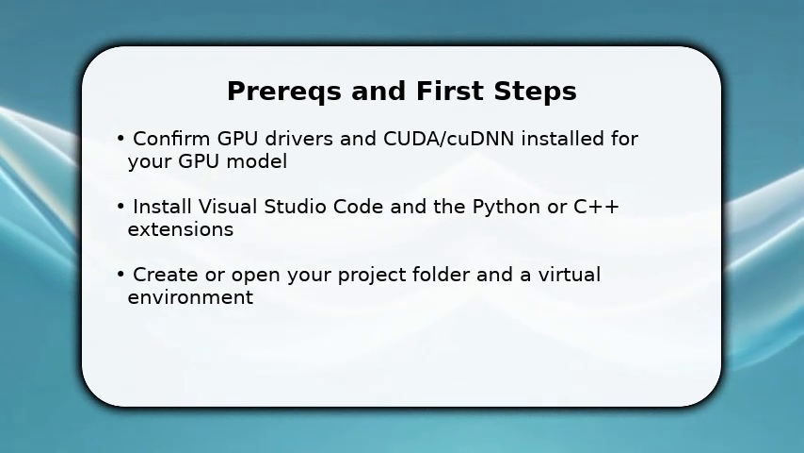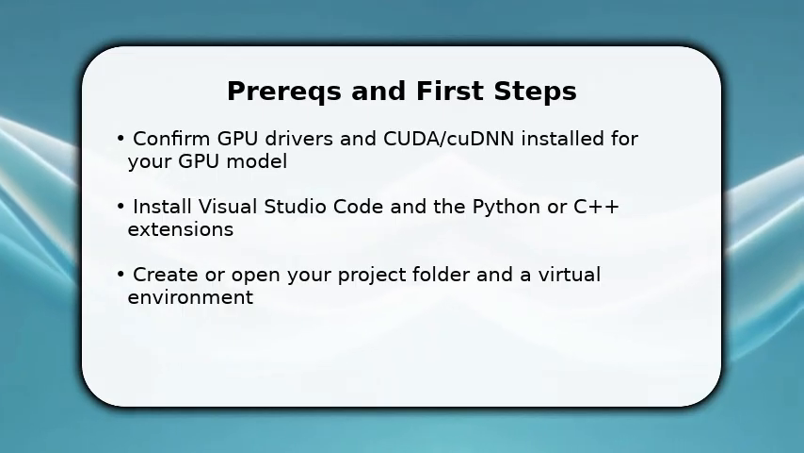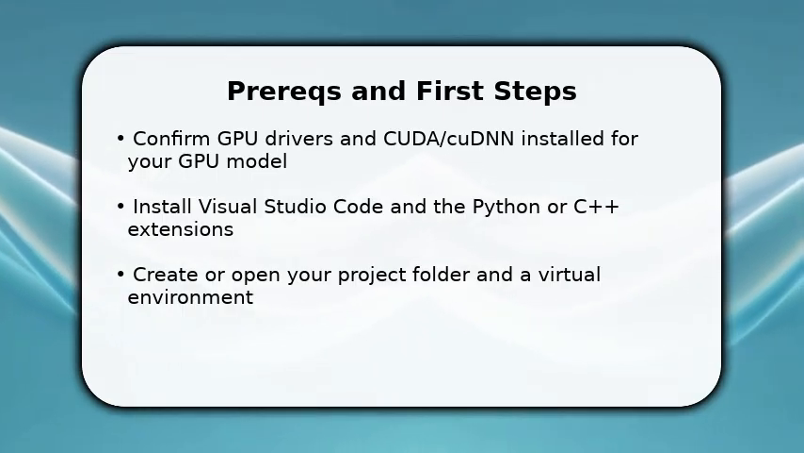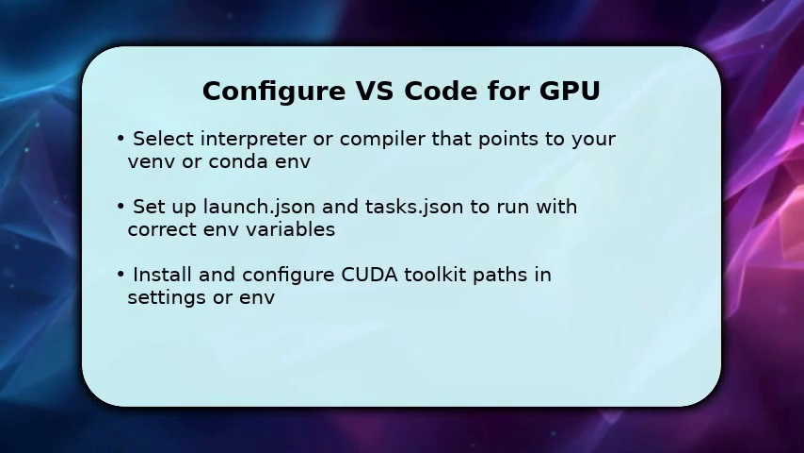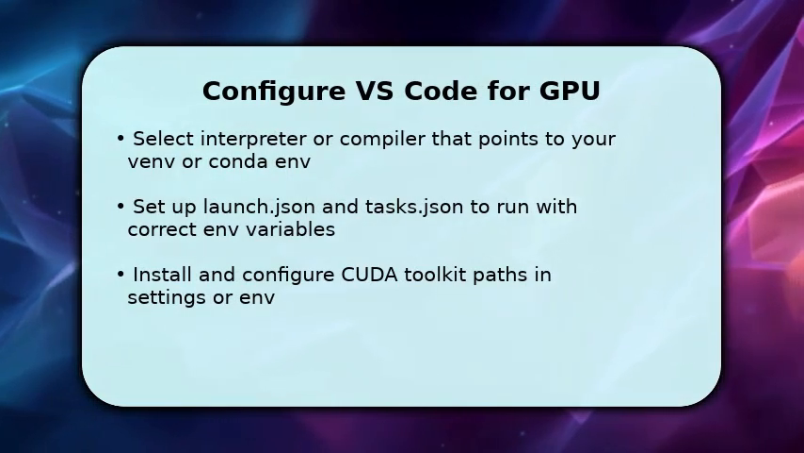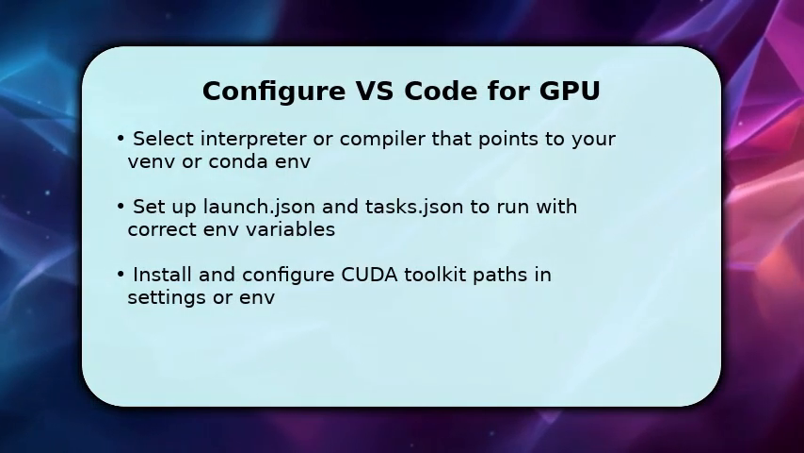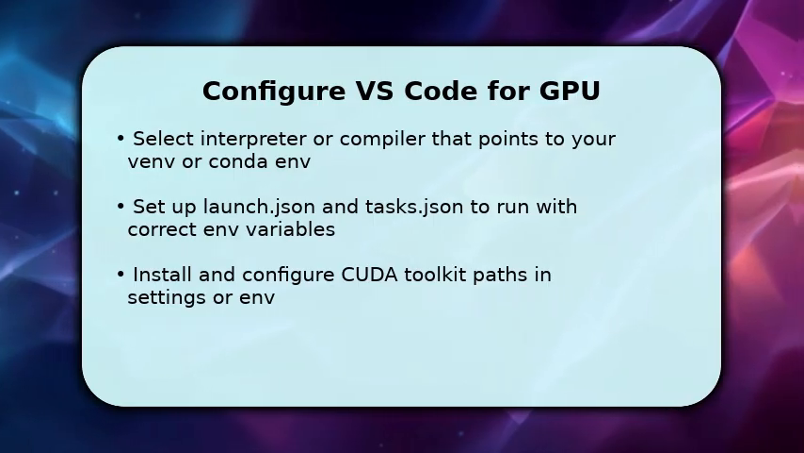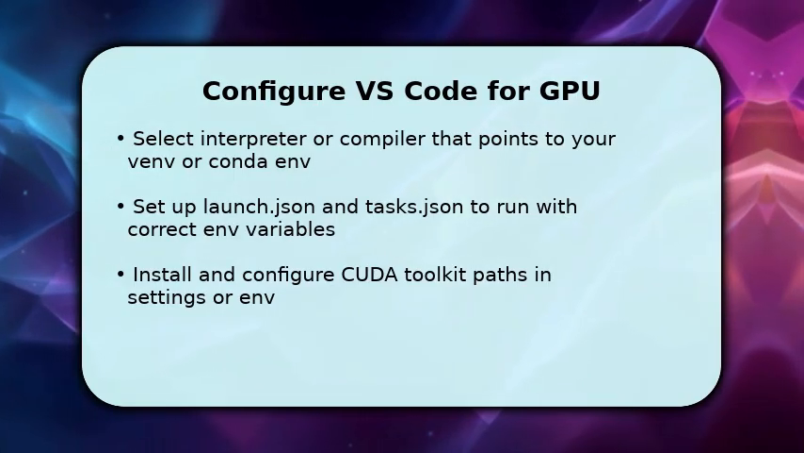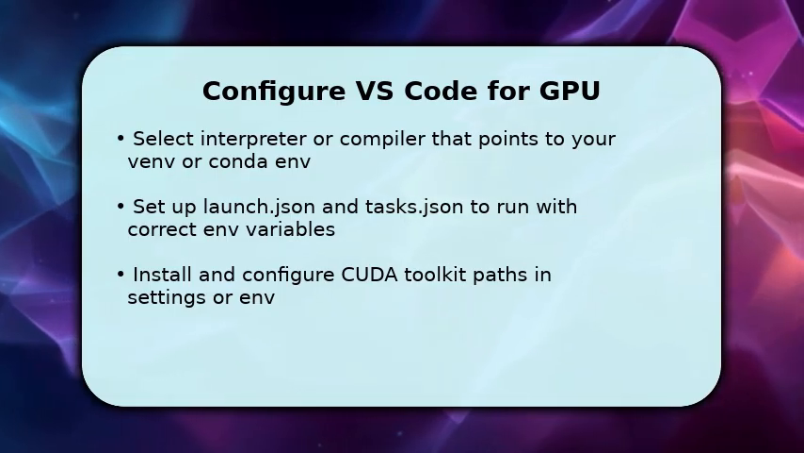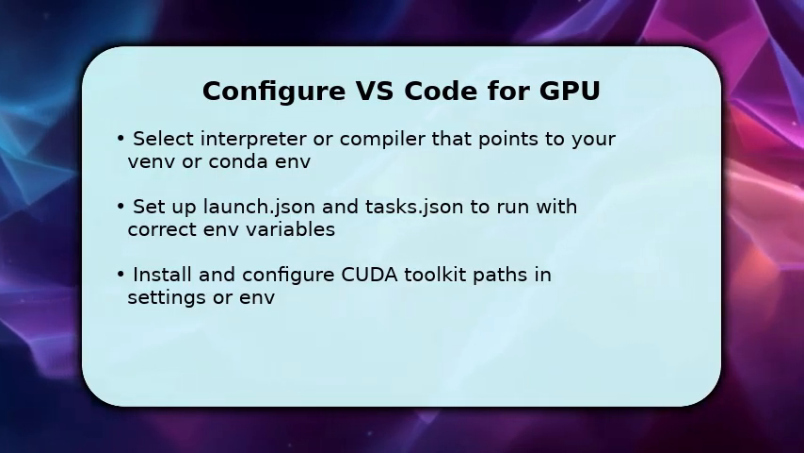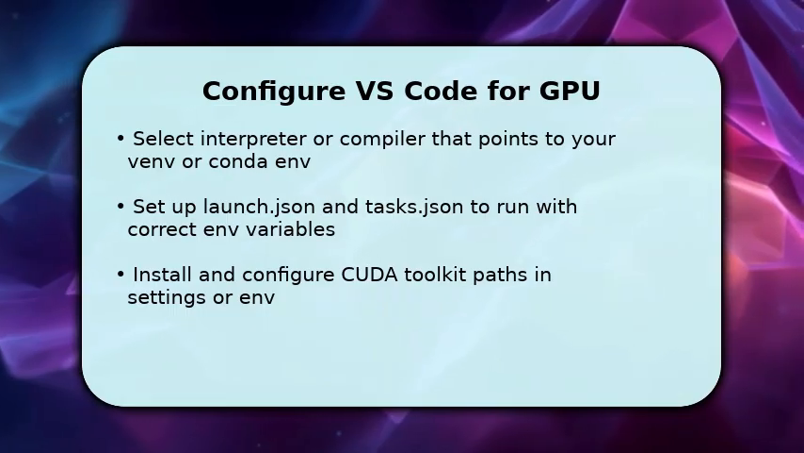Now configure Visual Studio Code so your runs use the GPU. First, select the interpreter or compiler tied to your virtual environment or Conda environment in the bottom bar. Next, create or edit launch.json and tasks.json to export CUDA-visible devices or path entries if required. This ensures the process sees CUDA libraries.